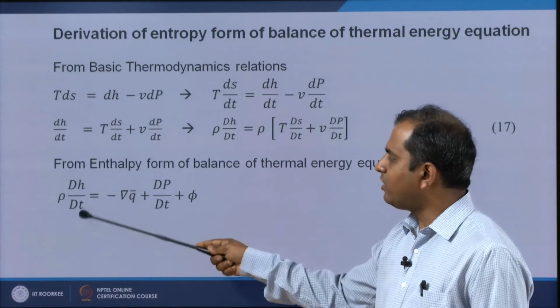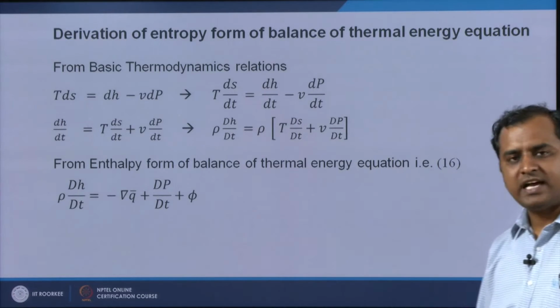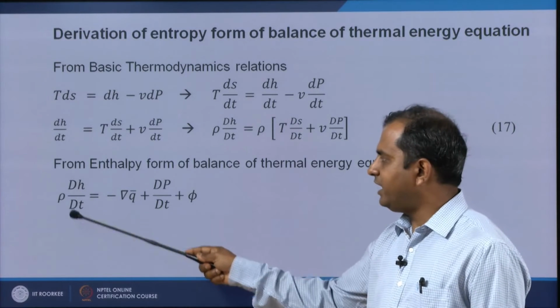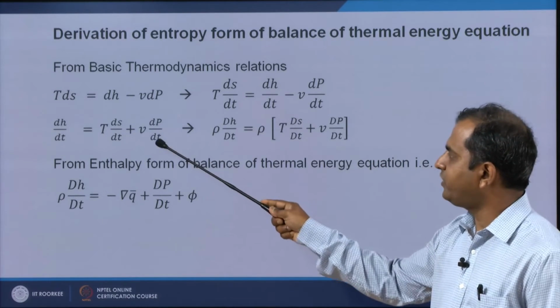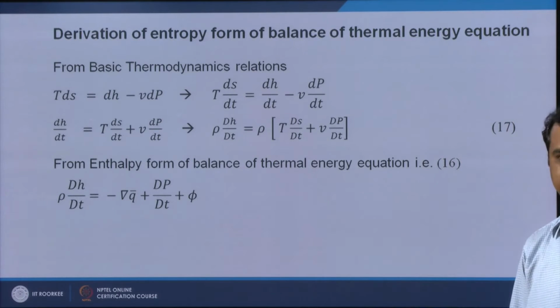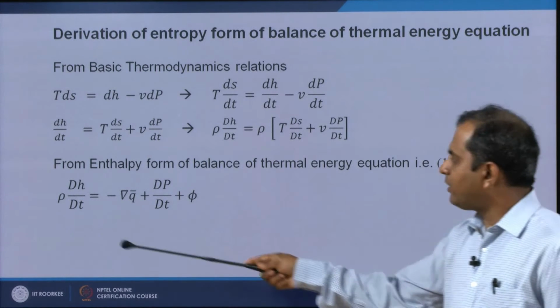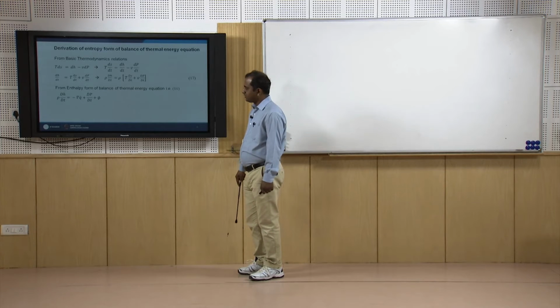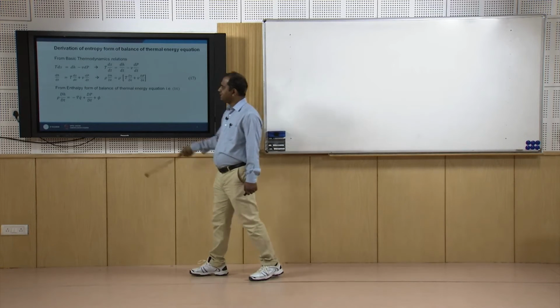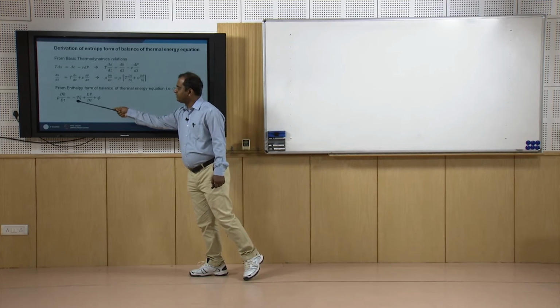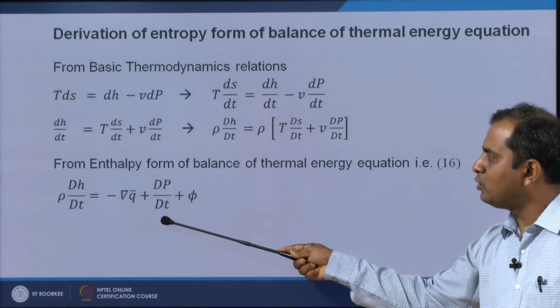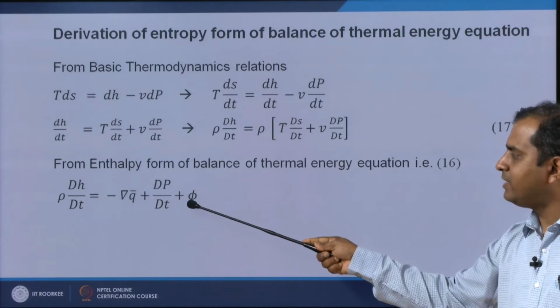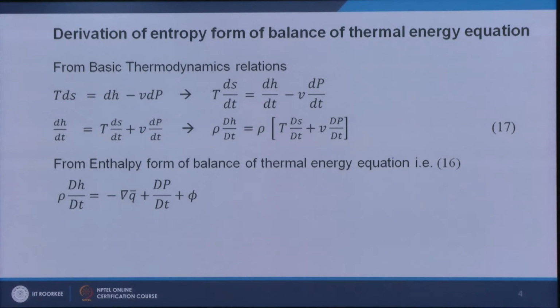into D/Dt of h. See, I have used in the last lecture capital D/Dt, the total derivative. So, here also I have shifted from small d/dt to capital D/Dt. Okay. So, in our last lecture we have shown that the enthalpy form of the balance of thermal energy equation is like this: rho into DH/Dt equals minus del dot q plus Dp/Dt plus phi, phi was the viscous dissipation.